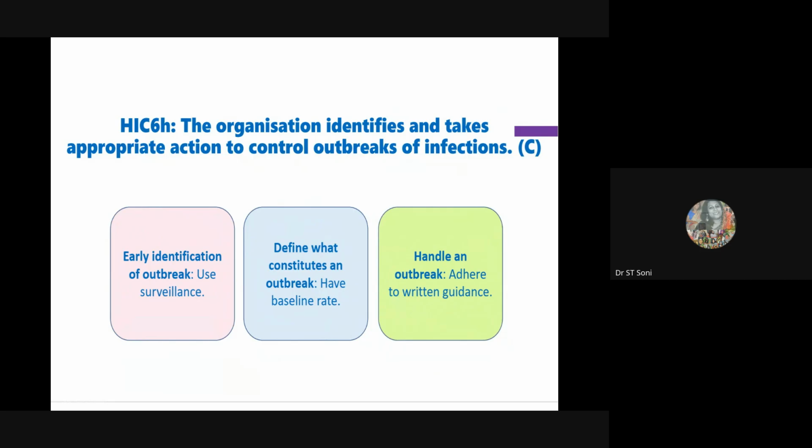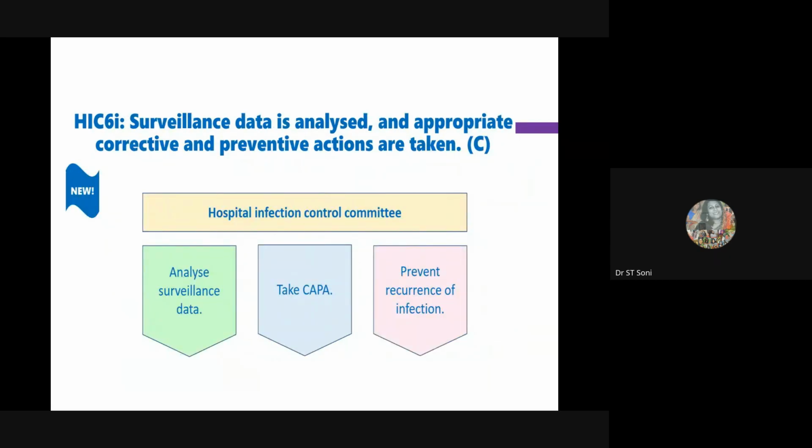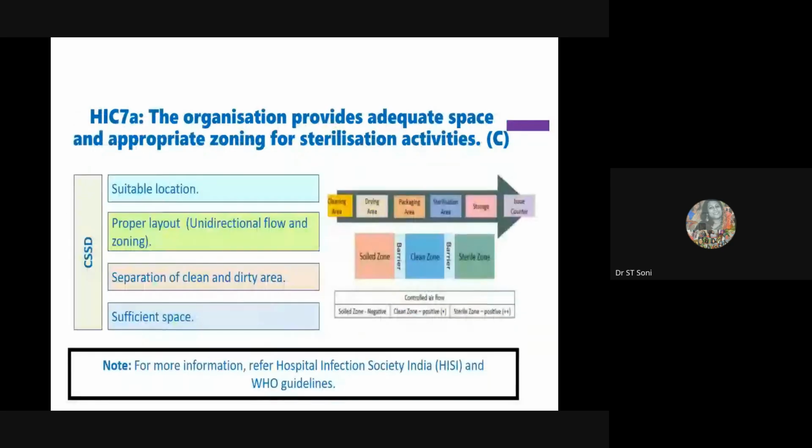Then outbreak investigations as per the WHO guideline: early identification, and then we need to define the outbreak, and then we need to have outbreak investigation guidelines depending upon that. And when surveillance data are analyzed, then corrective and preventive actions are supposed to be taken. One of the most important parts of the infection prevention and control program is the Central Sterile Supply Department, that is CSSD. So supplying, disinfection and the sterilization.